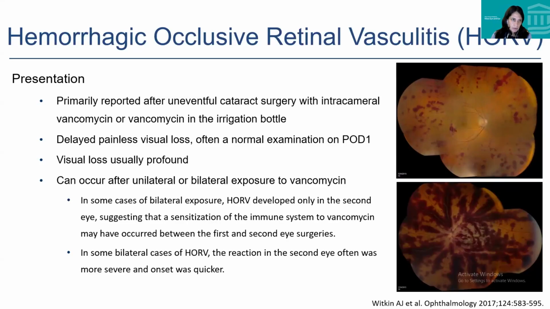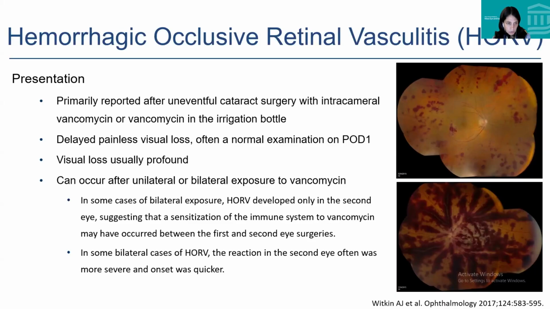What we learned from that paper about the presentation of these patients is that most of the cases happened after uneventful cataract surgery. The patients either got intracameral vancomycin at the end of the case as prophylaxis for endophthalmitis, or they got vancomycin in their irrigation bottle. There was also one case of a patient who had cataract surgery, then developed inflammation without signs of occlusive vasculitis, got intravitreal vancomycin, and developed HORV in that eye. But primarily, we think about this in otherwise uneventful cataract surgery.